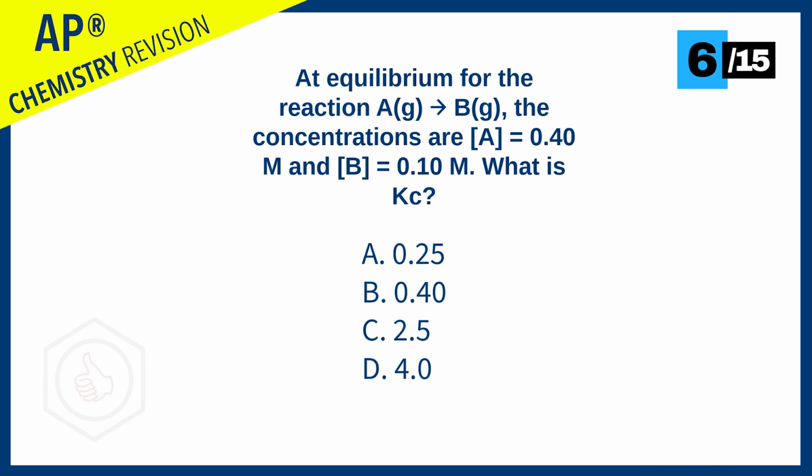The answer is 0.25, because to calculate Kc, we take the concentration of B and divide it by the concentration of A. 0.1 divided by 0.4 gives 0.25.